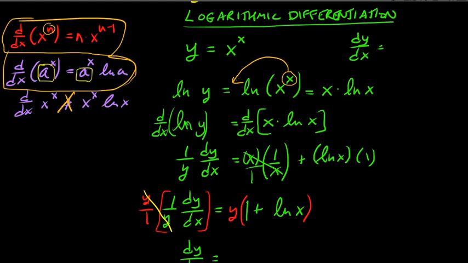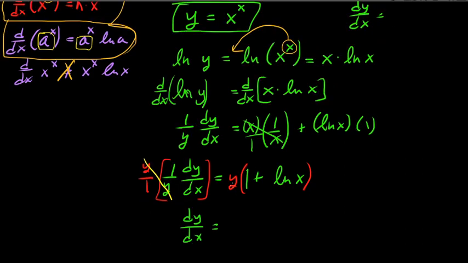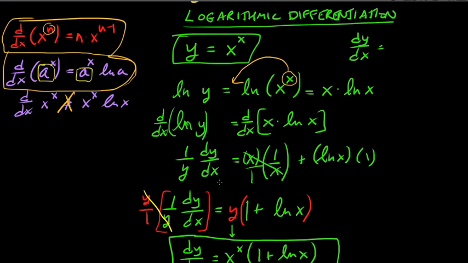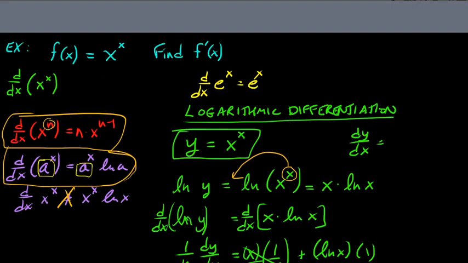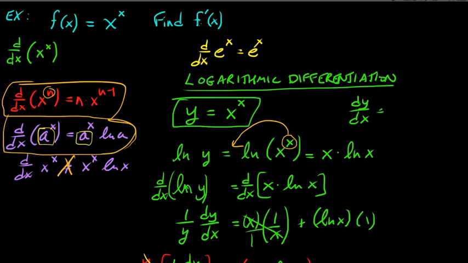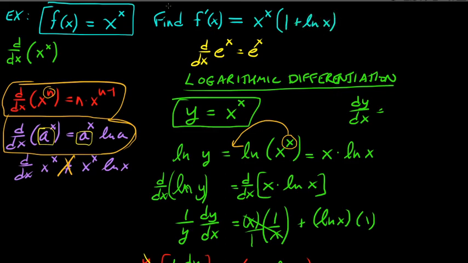But remember what y was. y was originally just x to the x. So I can replace this y with x to the x times 1 plus log x. And there you go. So that's the derivative of x to the x. Let's write it up here so we have it for posterity. So if the original function was x to the x, then the derivative will be x to the x times 1 plus natural log of x.